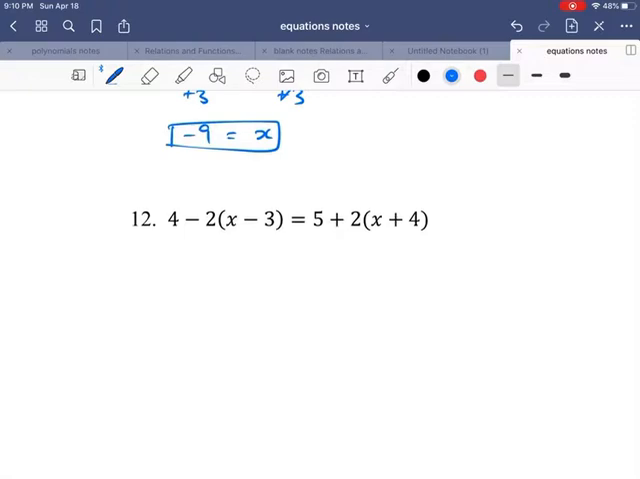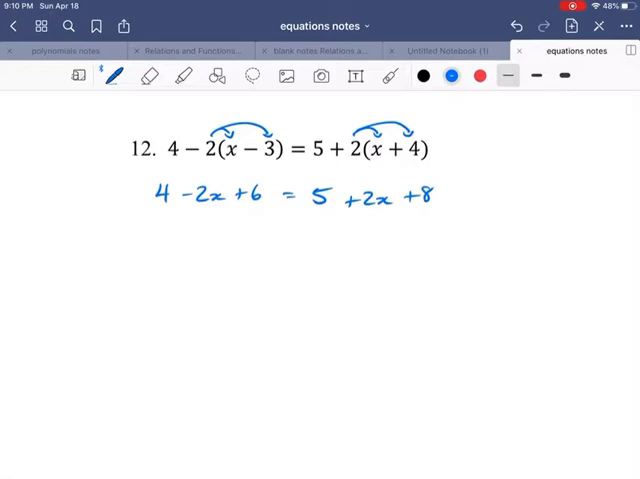We got a bunch of stuff going on, but the first part we should do is just distribute this negative 2. So this ends up being negative 2x and positive 6. Distribute this positive 2, so we end up with 2x plus 8. Before we deal with the variables, let's collect some like terms. So 4 and plus 6, that makes 10. And 5 and 8 will go to positive 13.